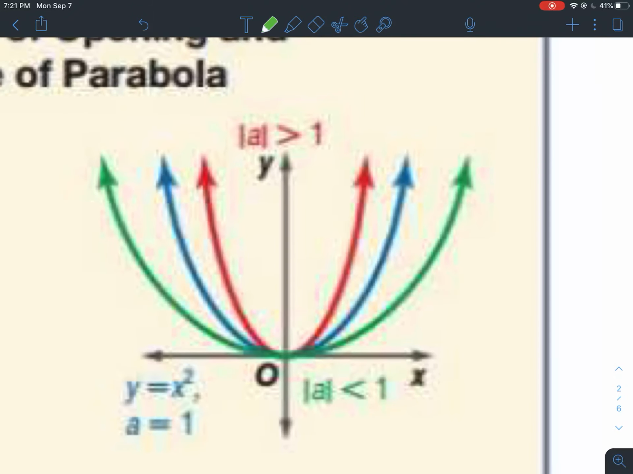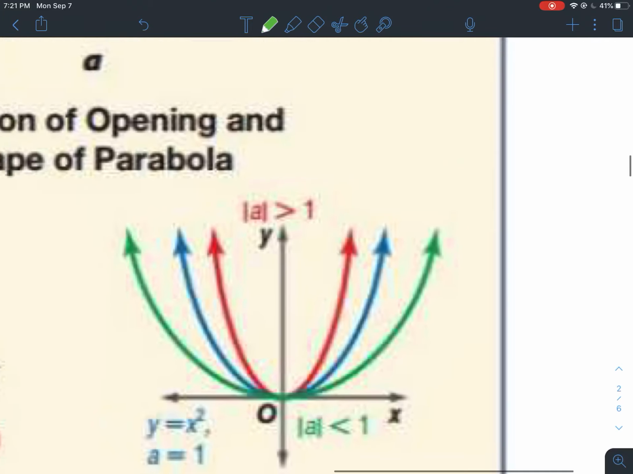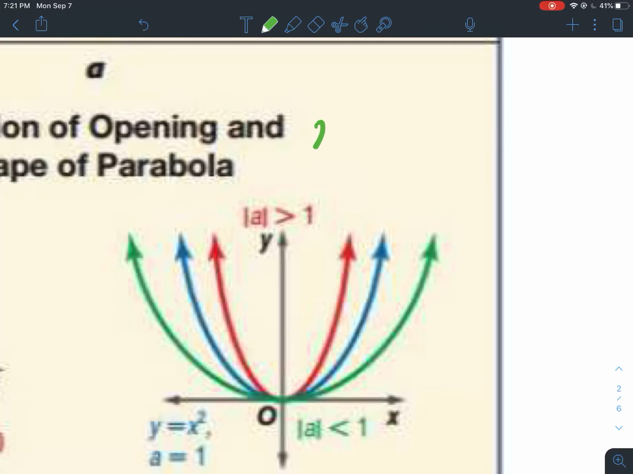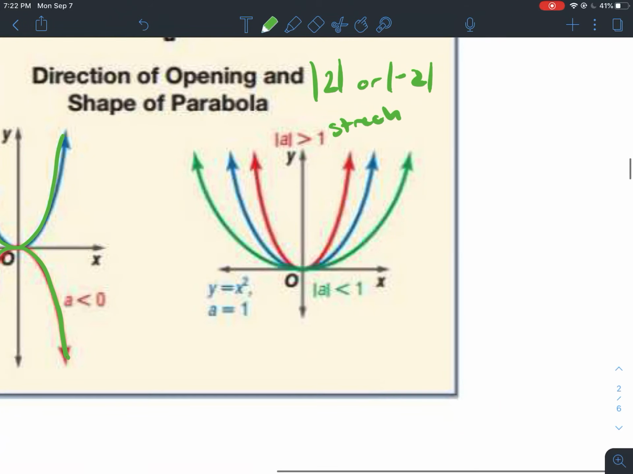Now, a can also do a couple other things. If the absolute value of it is greater than 1, so some examples of this would be like 2 or negative 2, right? The absolute value of both of these are bigger than 1. That means that you're going to get what's called a stretch. The blue here is the parent function, and the red is the transformed function. So blue is what we had to begin with. We changed it to greater than 1, and we can see that it got stretched.